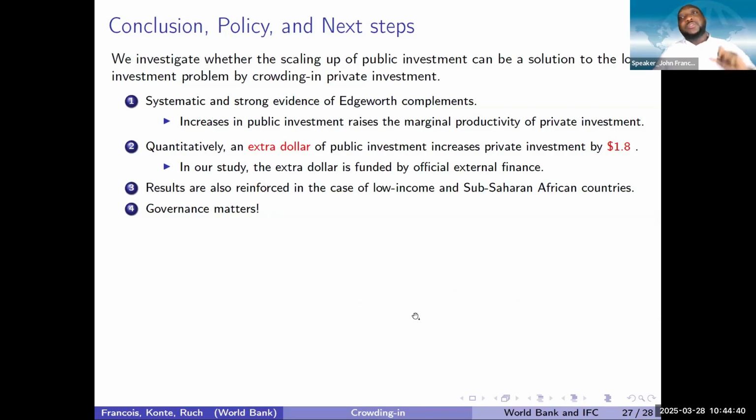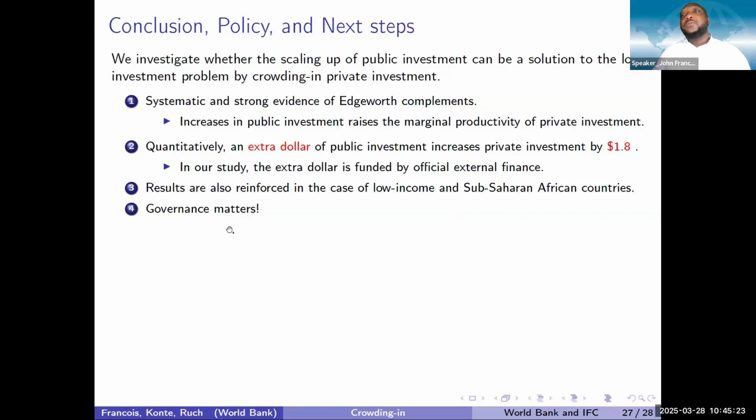So in conclusion, the results that we've shown so far have clearly shown that there is a strong positive relationship between public and private investment, and that the two are a direct complement, so that increases in public investment raise or enhance the marginal productivity of private investment. And quantitatively, an additional dollar of public investment that is financed by official external funding raises private investment by $1.8. So in our study, the extra dollar is funded by official external finance, and results are also reinforced in the case of low-income and sub-Saharan African countries.